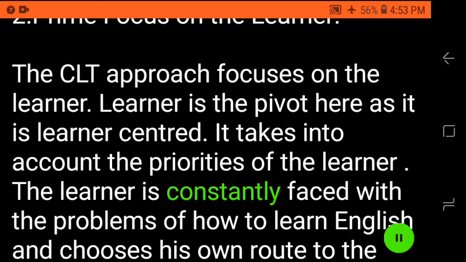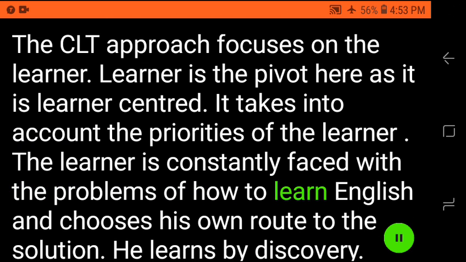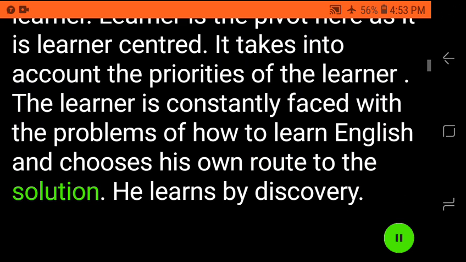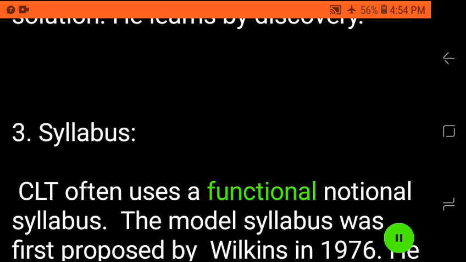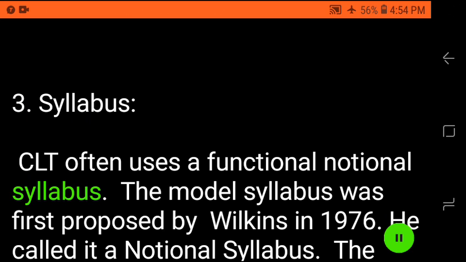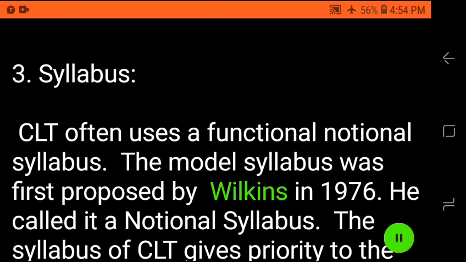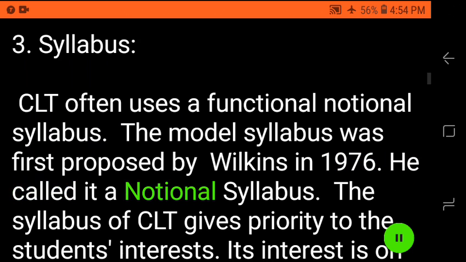The learner is constantly faced with the problems of how to learn English and chooses his own route to the solution. He learns by discovery. 3. Syllabus. CLT often uses a functional notional syllabus. The model syllabus was first proposed by Wilkins in 1976. He called it a notional syllabus.